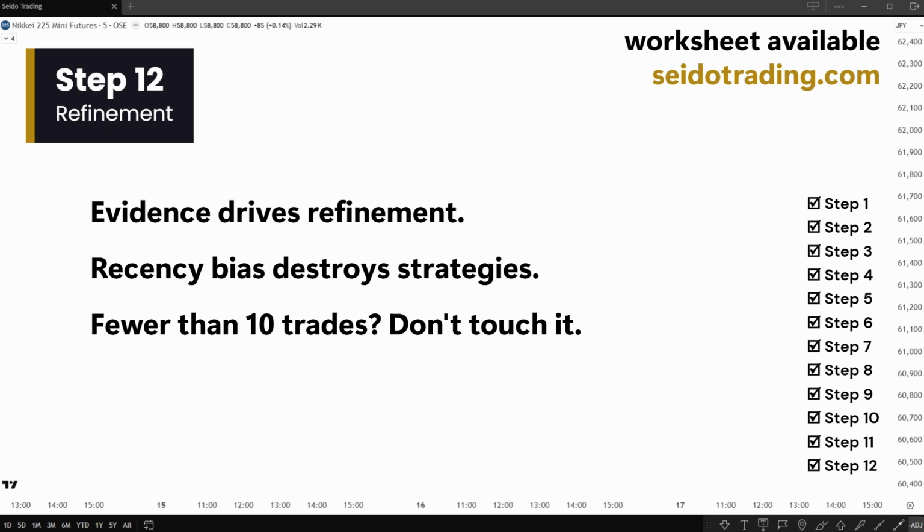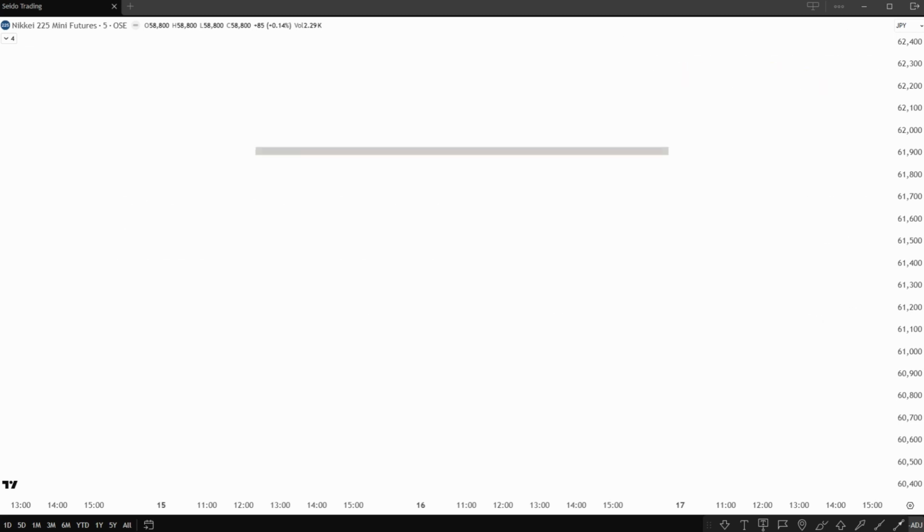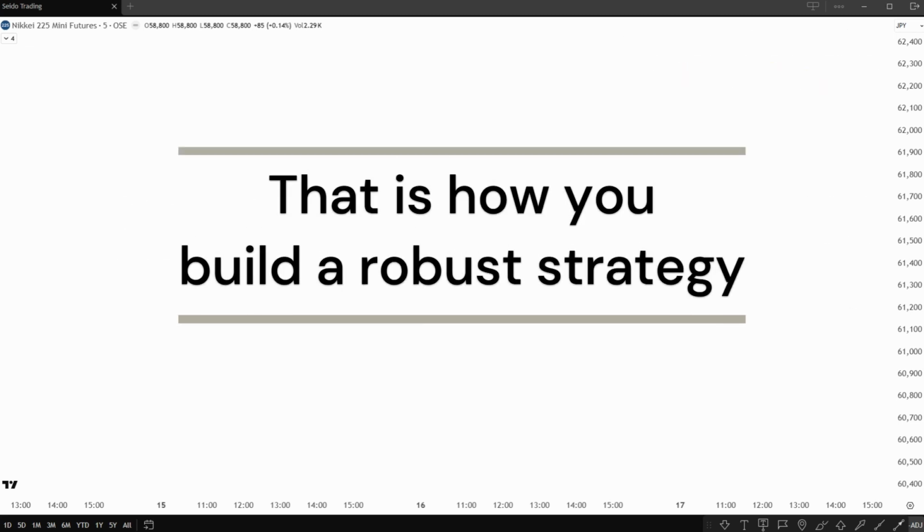Document every proposed change, the evidence behind it, and your decision. What this does is it slows down any impulsive adjustments that destroy profitable strategies. So that's it. You now know how to build out your strategy.